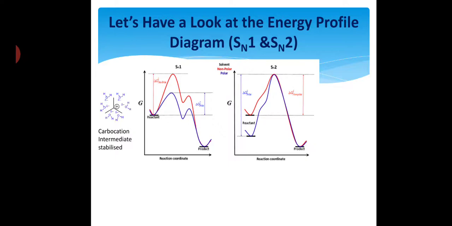Whereas in SN2, the change in the solvent polarity from non-polar to polar decreases the rate of the reaction. This is because here the nucleophile, which is one of the reactant, is stabilized by the solvent, but transition state is not stabilized. Therefore, the energy barrier for the reaction increases and the rate of the reaction decreases.